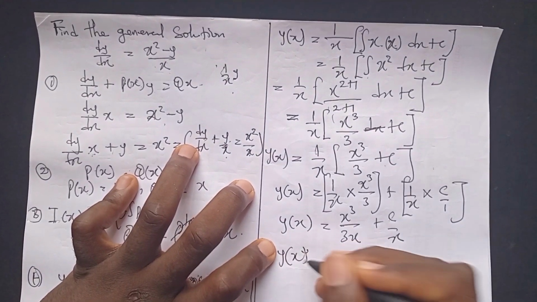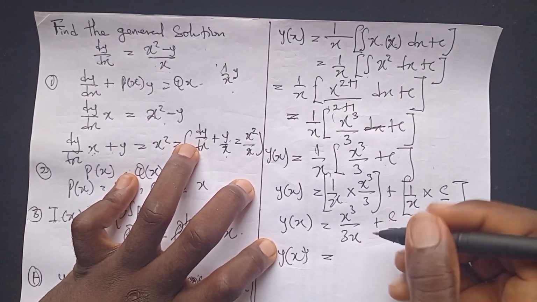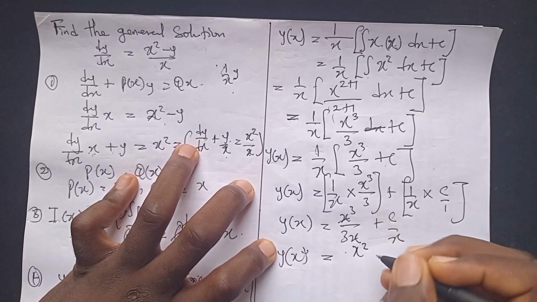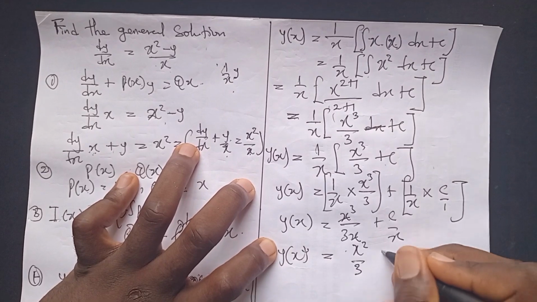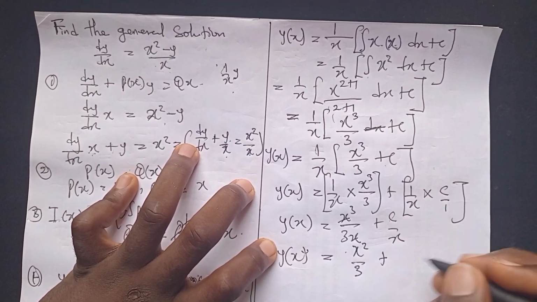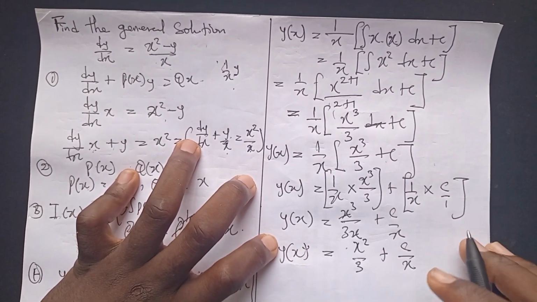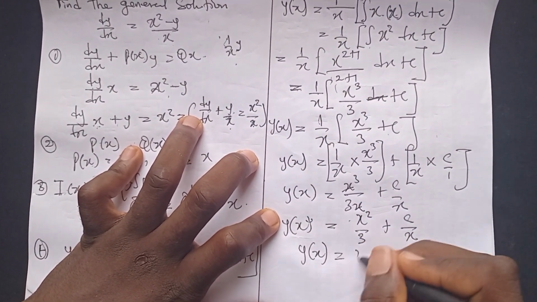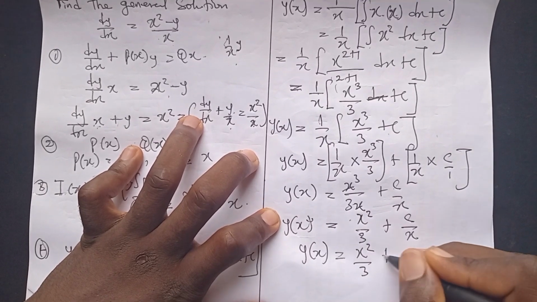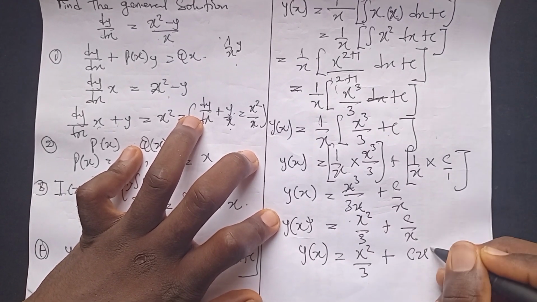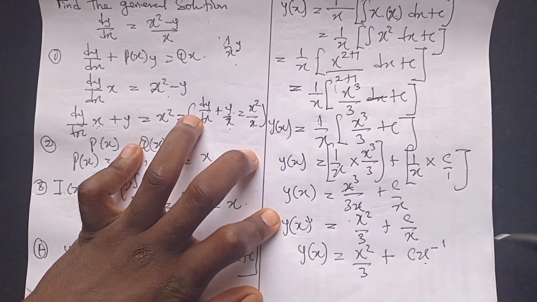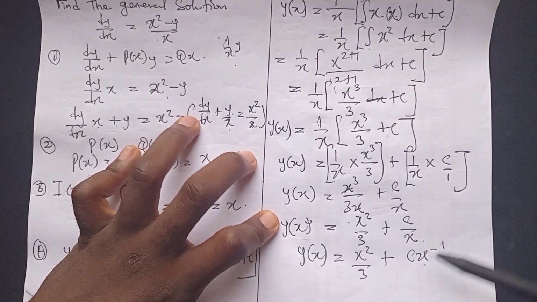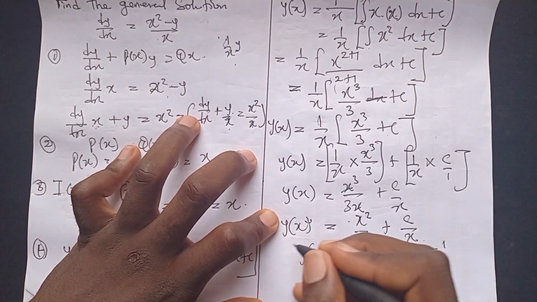And you can still further express it. x can cancel x, so you have x squared over 3 plus c over x. So y of x is equal to x squared over 3 plus c x raised to the power minus 1, using the law of indices. This is the negative index law. So this is our answer.